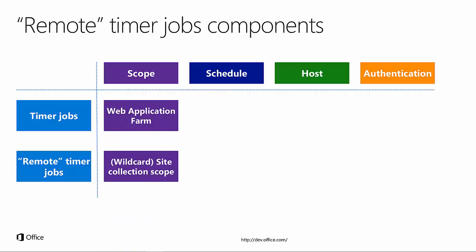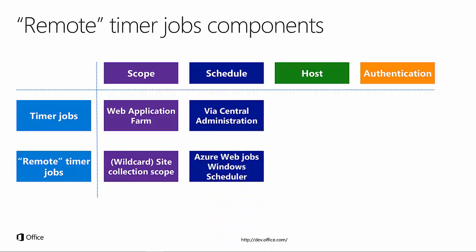Scope. Regular timer jobs can be scoped to a specific web application or the entire farm. Remote timer jobs can be targeted to specific site collections. You can also use wildcards to include all site collections that match a specific naming pattern. I will show you this later in a demo.